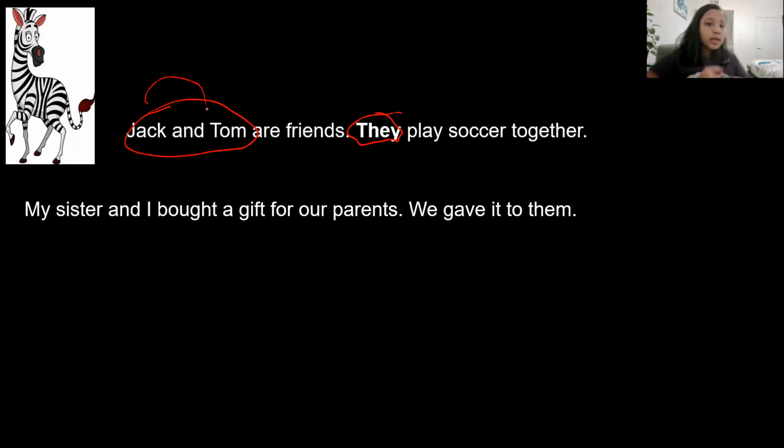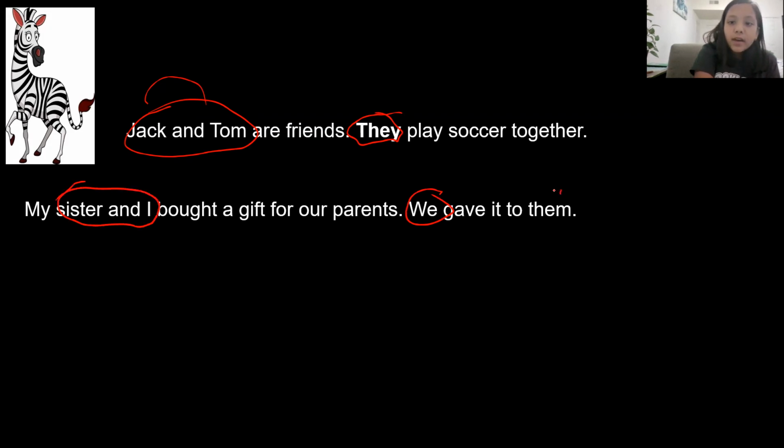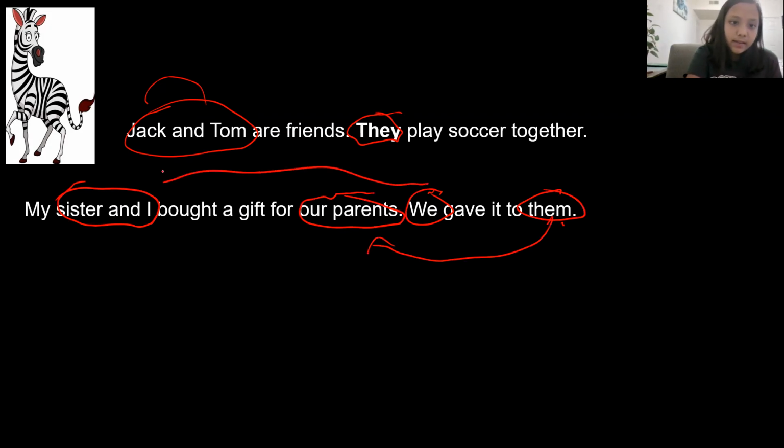We refers to my sister and I. And them refers to our parents. So we, my sister and I, is the subject, and our parents received the gift. So they're the object. So them refers to our parents, which means them is an object pronoun, and we is a subject pronoun. Great job.